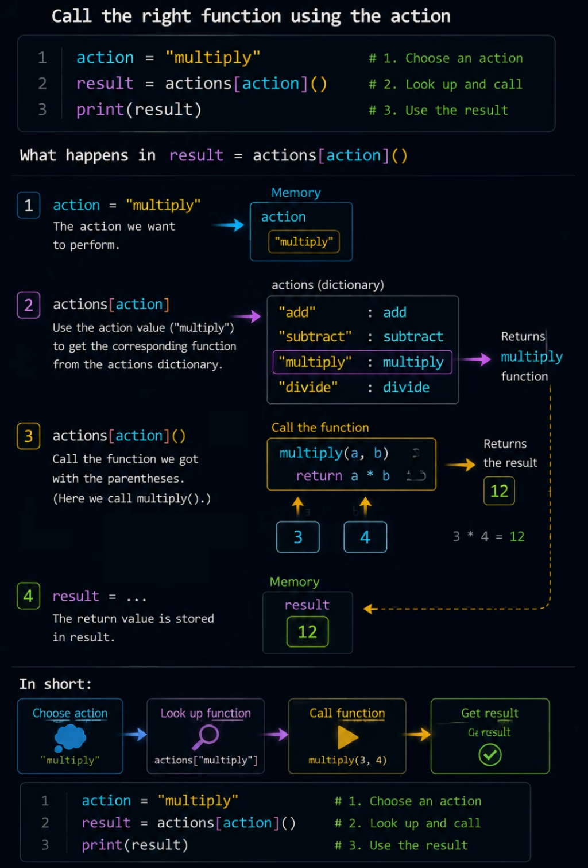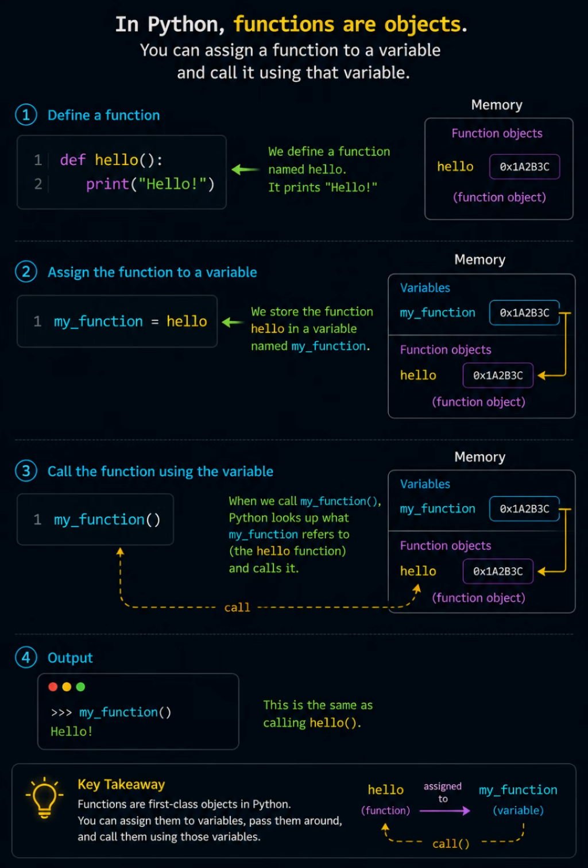But wait, why can't a dictionary contain a function? Because in Python, functions are objects too. You can store them in variables, put them inside lists, pass them into other functions, or store them in dictionaries. So the dictionary isn't storing the result of the function, it stores the function itself.